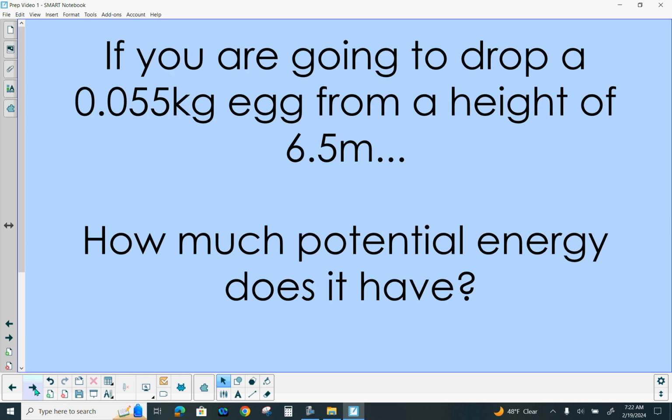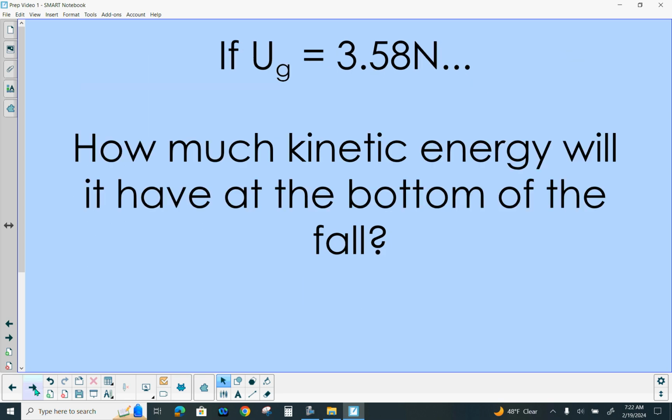If you're going to drop a 0.055 kilogram egg from a height of 6.5 meters, how much potential energy does it have? If your egg has a potential energy of 3.58 newtons, how much kinetic energy will it have at the bottom of the fall?